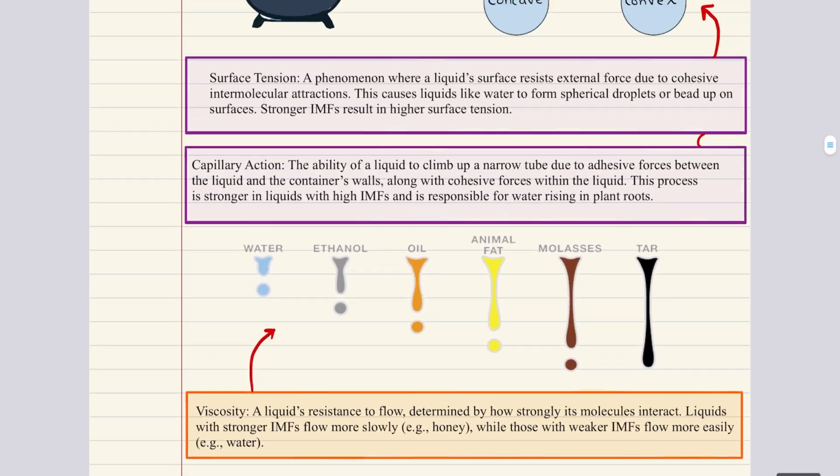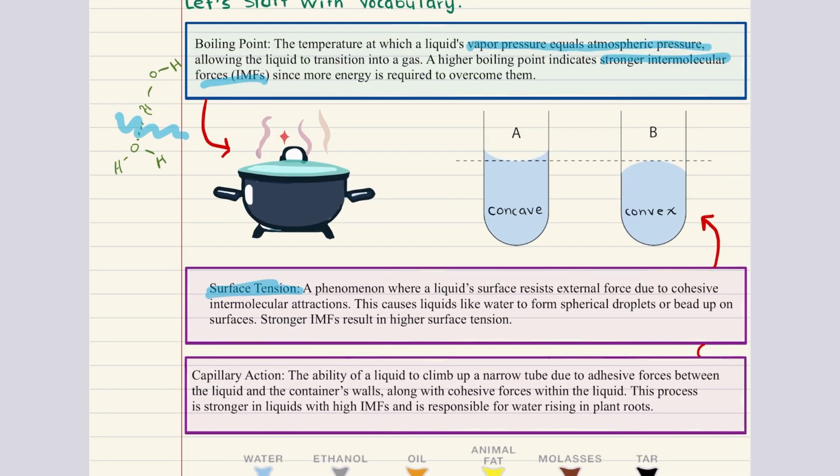Moving on, let's go back here and talk about surface tension. Surface tension is the phenomenon where a liquid surface resists external forces. This resistance arises from cohesive intermolecular forces, which pull molecules at the surface inward and thereby minimize the surface area. This is why water forms spherical droplets rather than spreading out. It has strong hydrogen bonds that create high surface tension. In contrast, liquids with weaker intermolecular forces are going to spread out more easily, and they're going to have lower surface tension. Another important property influenced by intermolecular forces is capillary action.